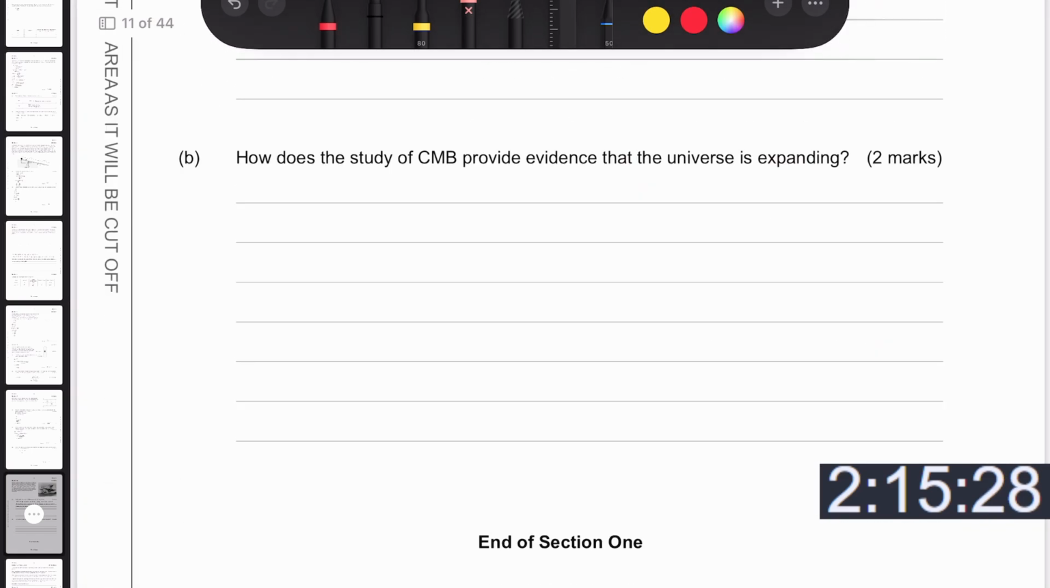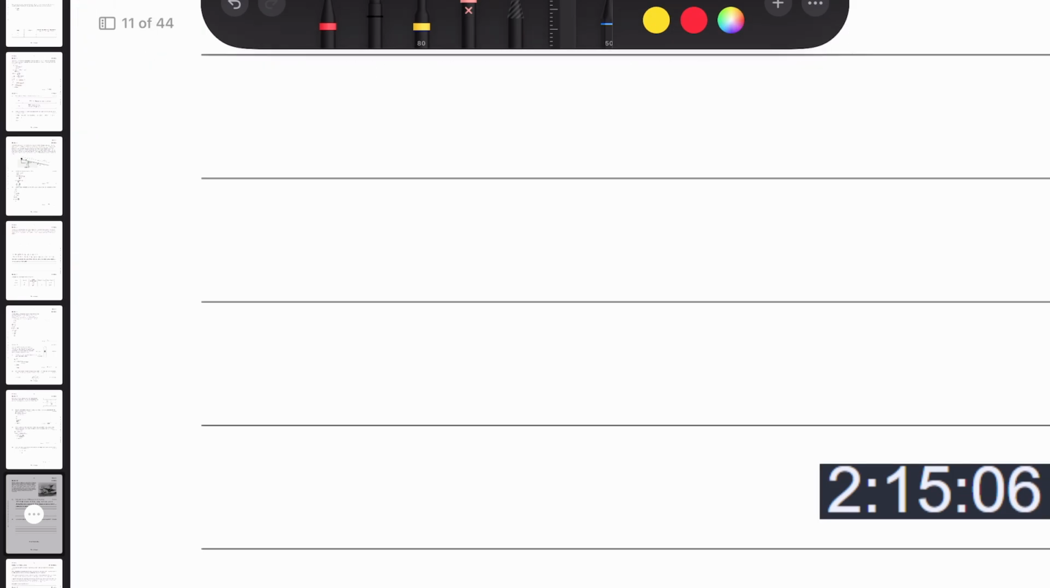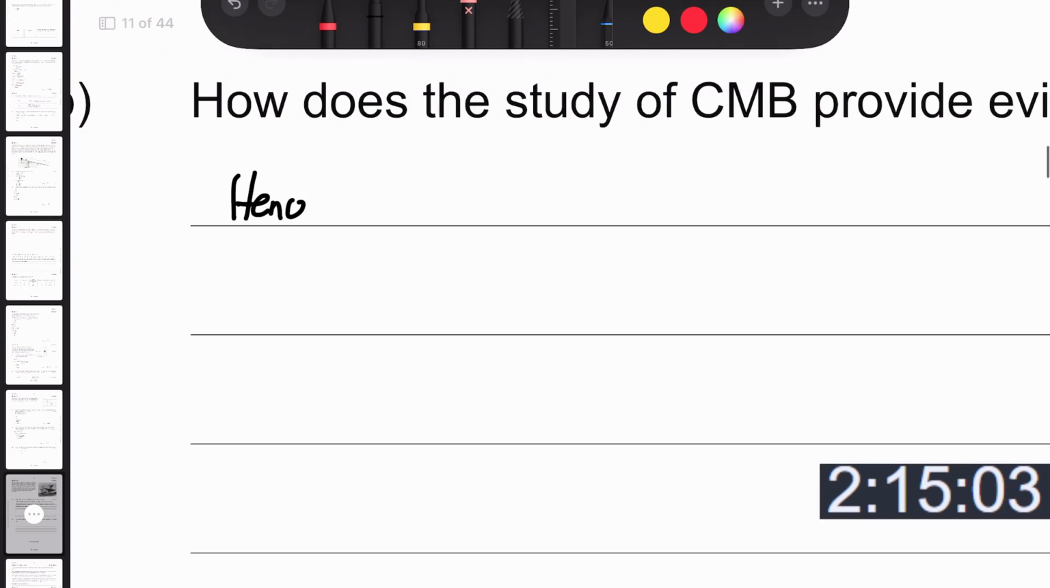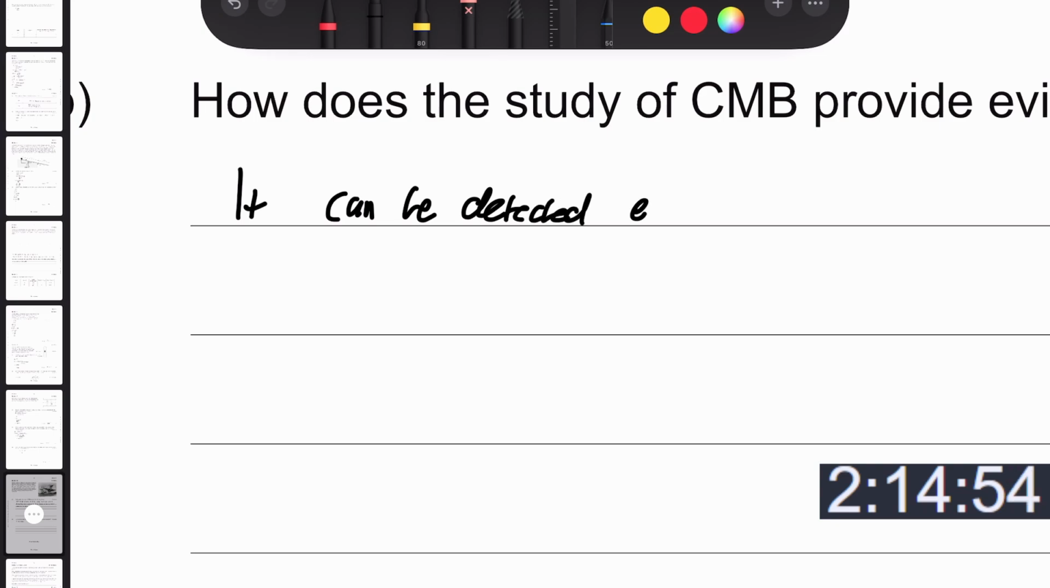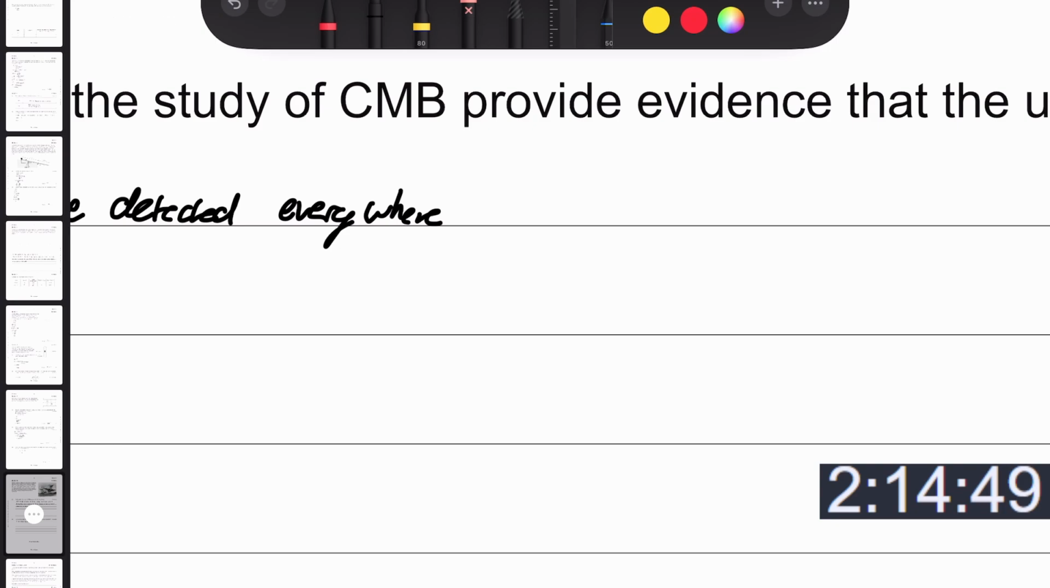Okay, how does the study of CMB provide evidence the universe is expanding? It can be detected everywhere, so maybe I'll say because it can be detected everywhere.